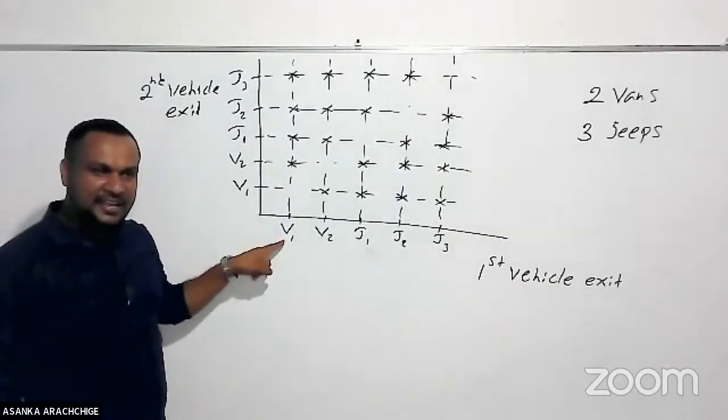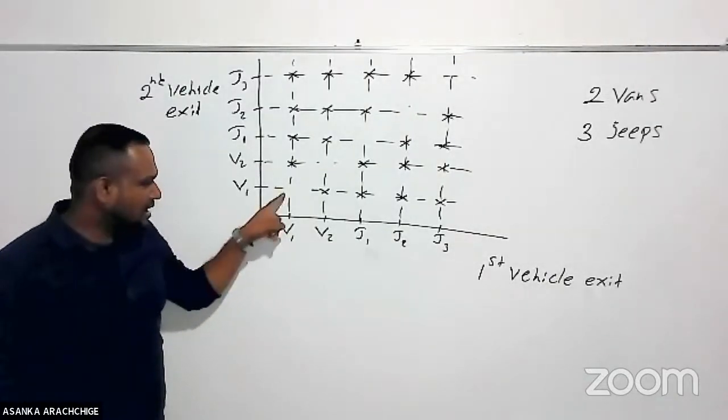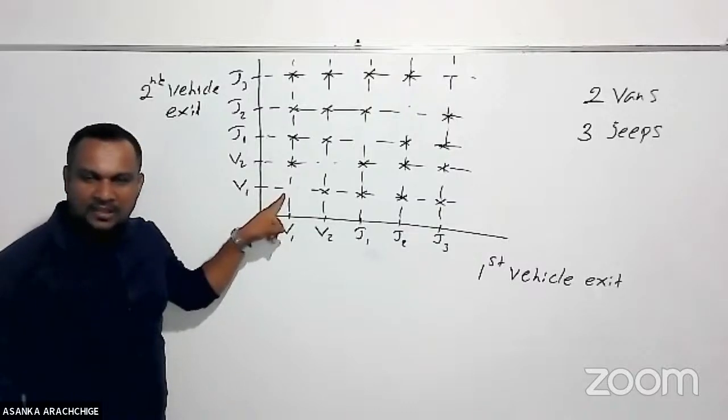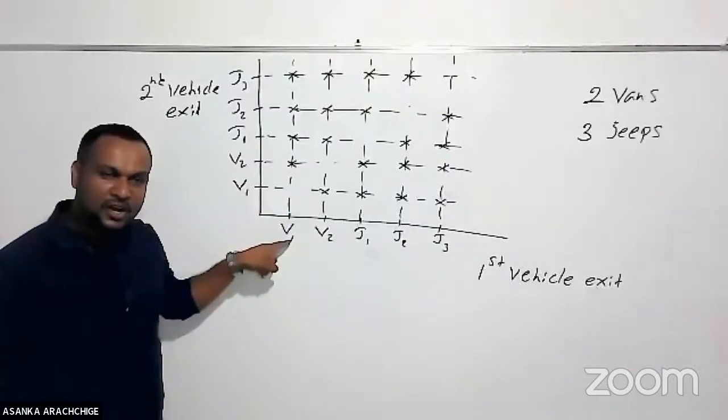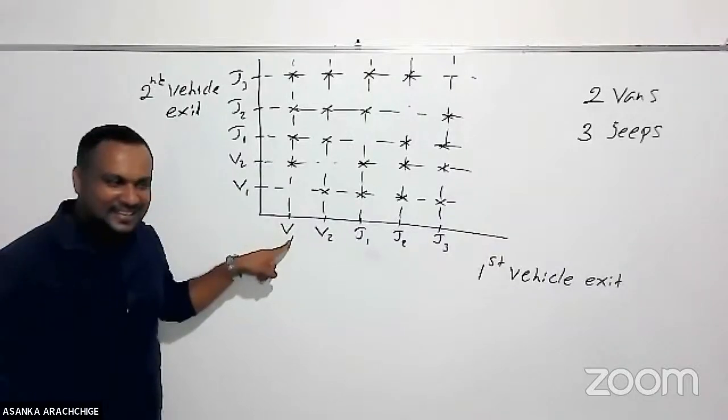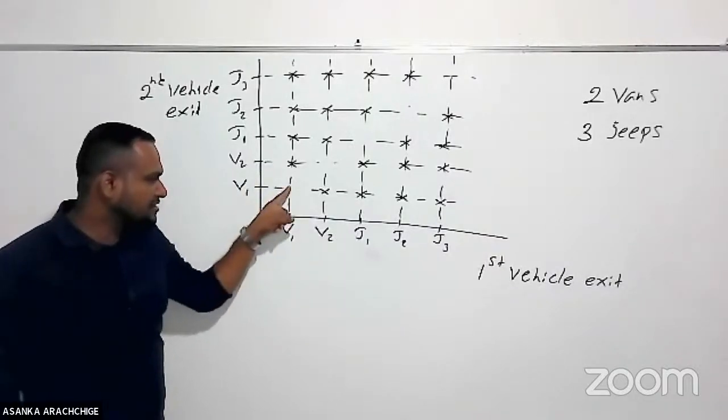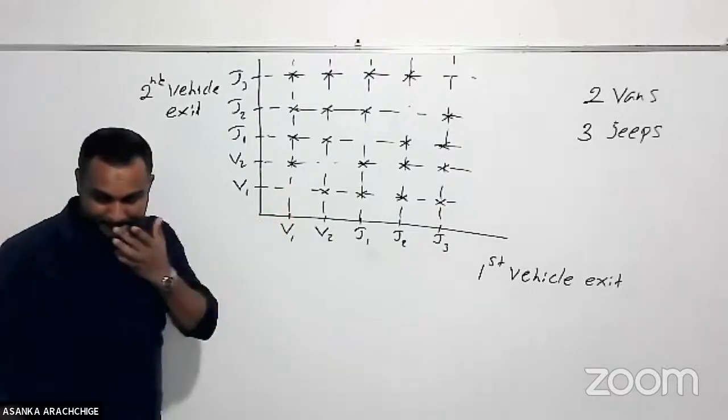If V1 has exited, V1 can't exit for the second time, because it is not in the park now. The second one can't be V1, right? It is not in the park now.